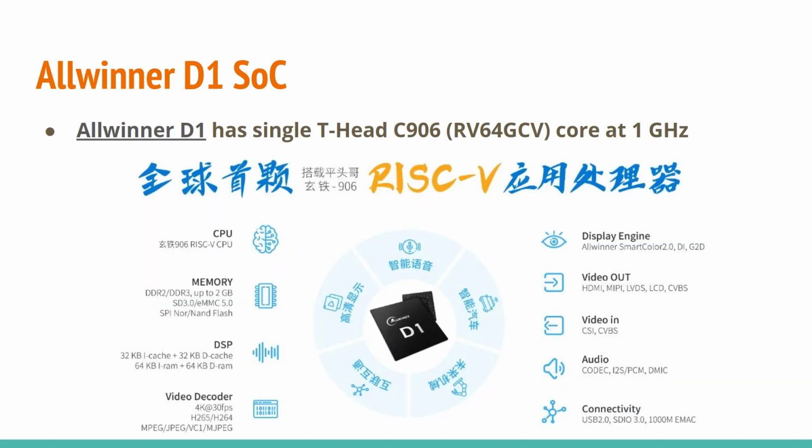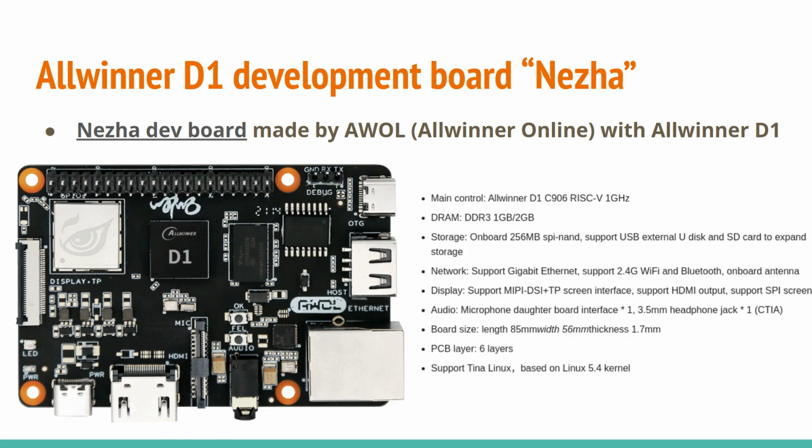And this is being used in the recently announced Allwinner D1 SoC. So this is meant to be a low-cost RISC-V single-core SoC. And Allwinner Online has created the D1 development board called the NEZA. And this has the 1 gigahertz single-core D1 in it, along with DDR3 memory, Wi-Fi and Ethernet, USB, and several other peripherals as well.